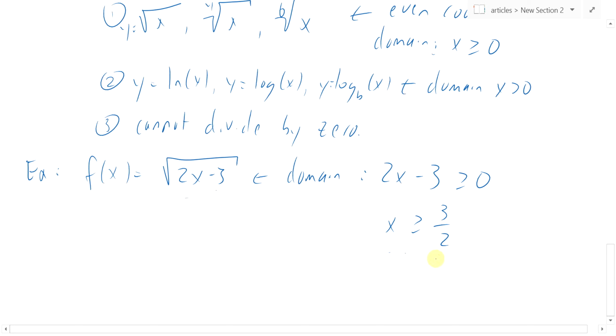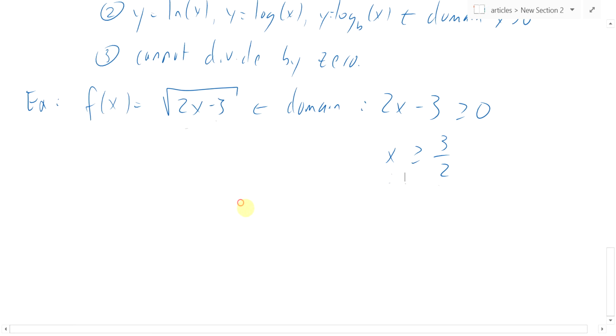If I take anything less than that, I'll end up with a negative inside the square root. So 1, for example, 1 is less than 3 halves. If I plug it in here, I get 2 minus 3, that's minus 1. Can't take square root of minus 1. So square roots, the thing inside the square root has to be greater than or equal to 0.